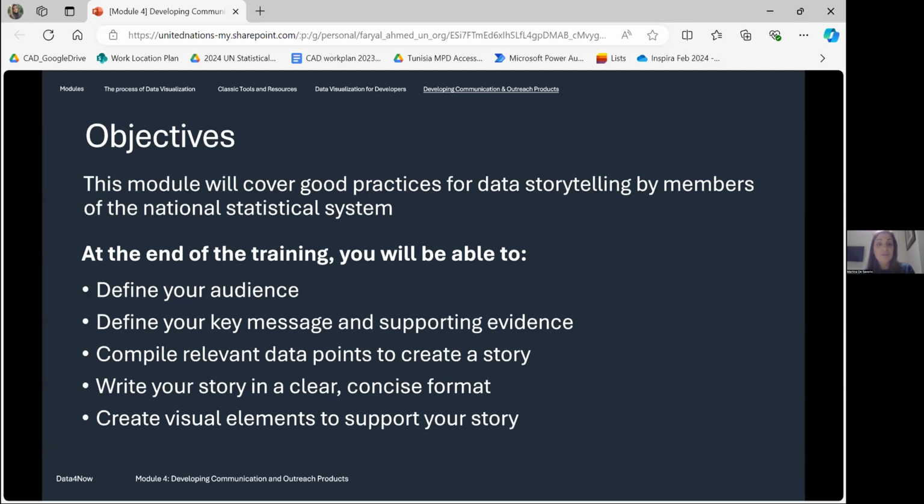What are the objectives of this module? So the objective is to equip the members of the National Statistical System with the skills to create data stories. So at the end of the training, you'll be able to define your audience, so understand the person you're speaking to and tailor the message to the audience. You will be able to define your key message and supporting evidence. You will be able to understand what are the relevant insight and the data points to create a story. And you will be able to write the story in a clear way and create visual elements that can support your story and can help you in promoting your story.